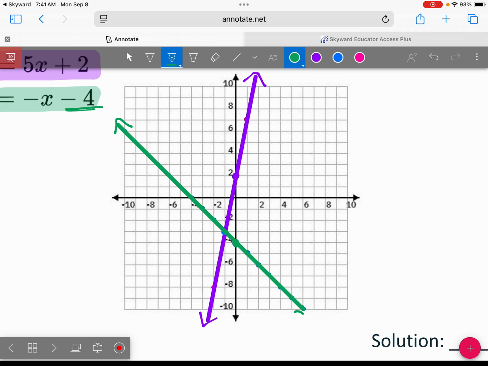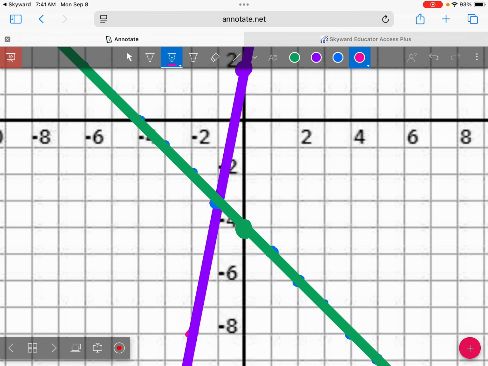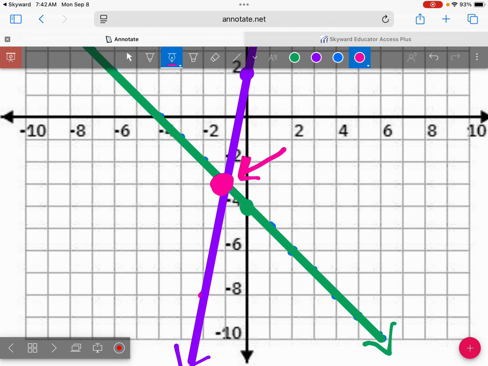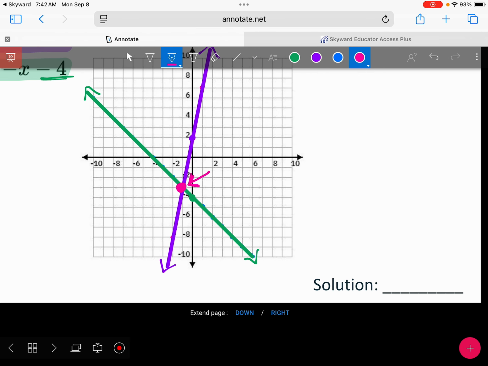Graphing the lines does not count as solving it. For the solution, I need a point. Where is our solution? It's this guy right here. This is our solution right in here. And that's going to be at the point negative 1, negative 3.